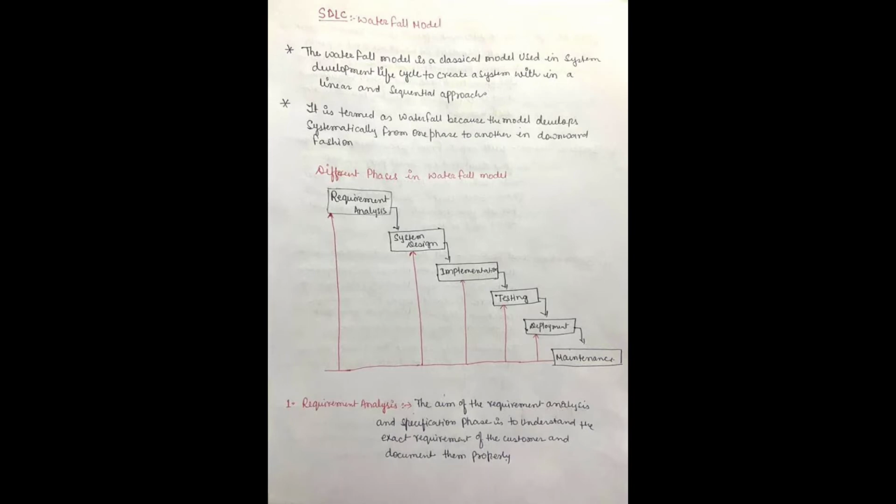In the waterfall model, there are different phases. First is requirement analysis, second is system design, third is implementation, then testing, then deployment, then maintenance. In requirement analysis, the aim of the requirement analysis and specification phase is to understand the exact requirement of the customer and document them properly. So in the first phase, we have to understand exactly what the requirement of the customer is, and the requirement is documented properly.